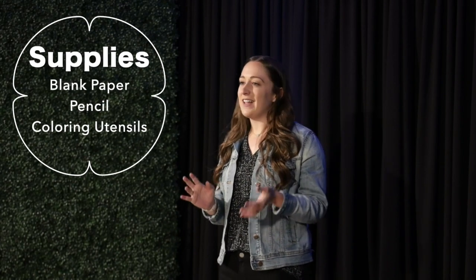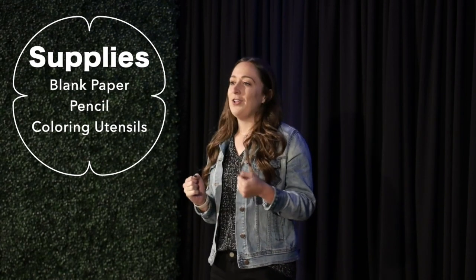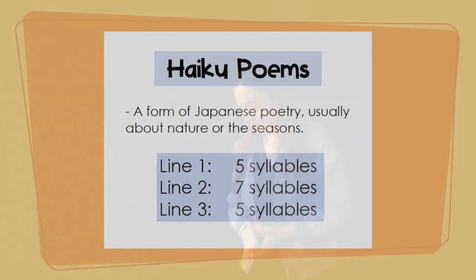First, there are some items you're going to need to gather to complete this lesson. You're going to want a couple of blank pieces of paper, a pencil, and something to draw or color with. You can use colored pencils, crayons, markers, watercolors, anything that you have around your house that you can use to color a picture. Let's get started.